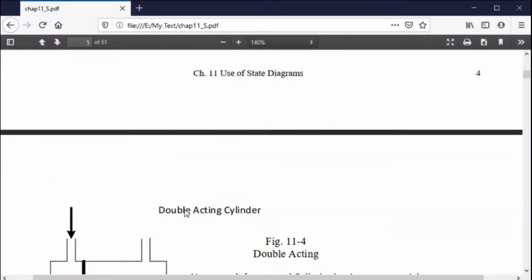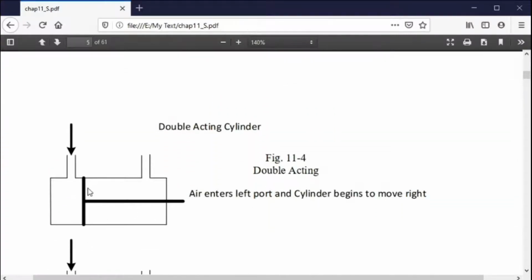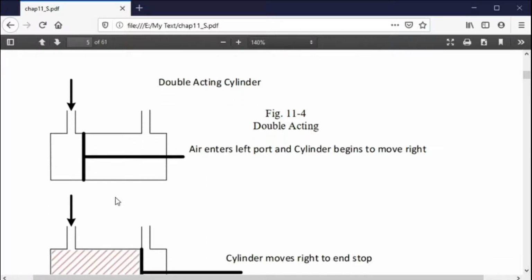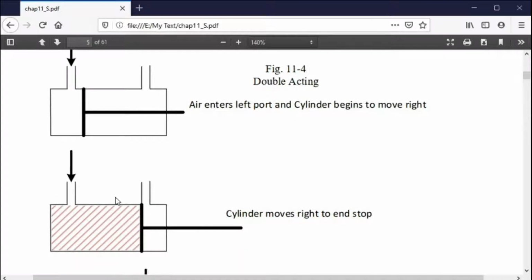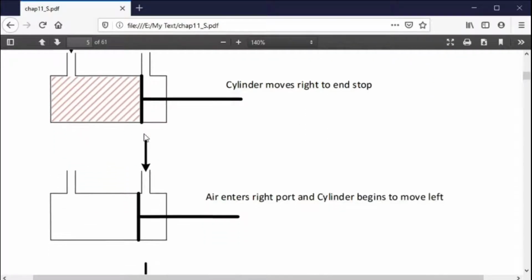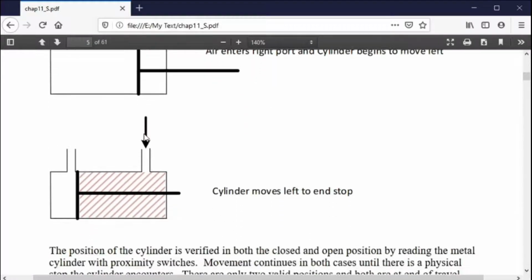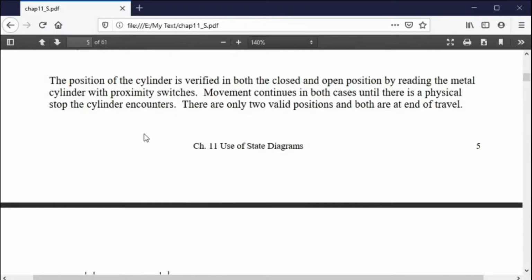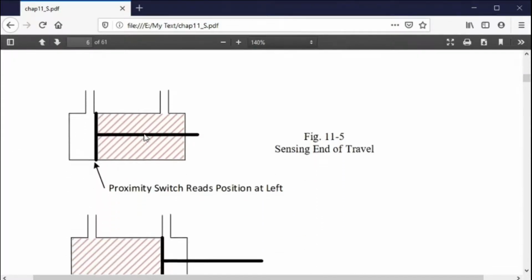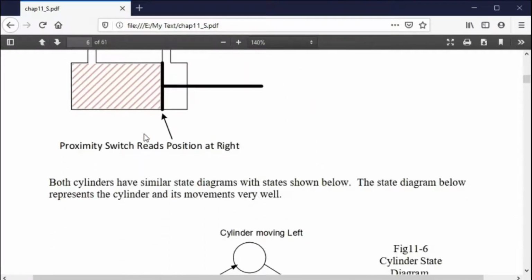And here is double acting. So here you push one way and it pushes it this way. You push the other way and it pushes it back. So that would be a double acting cylinder. But basically these cylinders have two positions. They're at the left, they're at the right, or they can be moving left or moving right. So that gives you really 4 states for a cylinder. So anytime you see a cylinder, you can say, I have a four-state diagram, and you would be right.